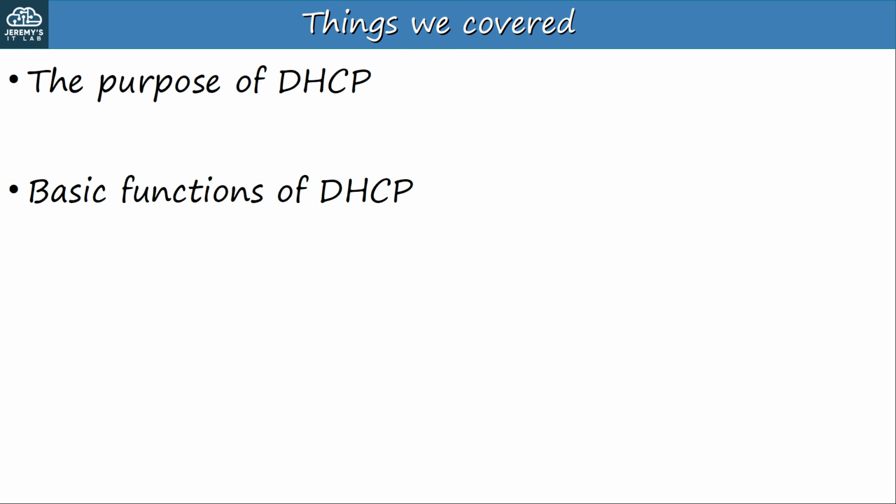Before moving on to the quiz, let's review what we covered in this video. First, I introduced the purpose of DHCP. It allows devices to automatically learn various configuration parameters, such as their IP address, subnet mask, default gateway, etc. I introduced the basic functions of DHCP. Make sure you remember DORA: Discover, Offer, Request, and Ack. You should also know the basic purpose and functions of a DHCP relay agent.